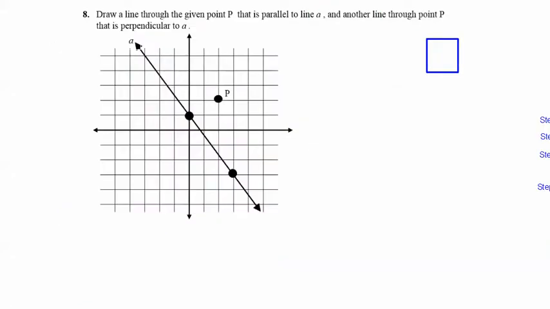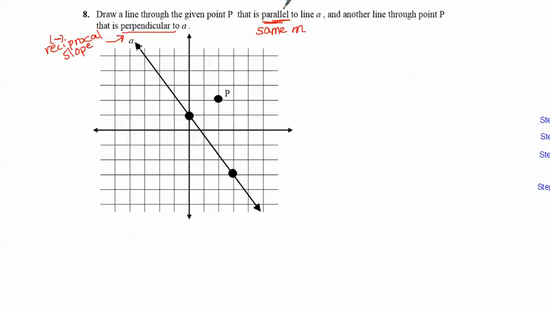In the next problem, they're asking you to draw a line through a given point P that is parallel to line A, and another line through point P that is perpendicular to A. Keep in mind that parallel means same slope, and perpendicular means negative reciprocal slope.